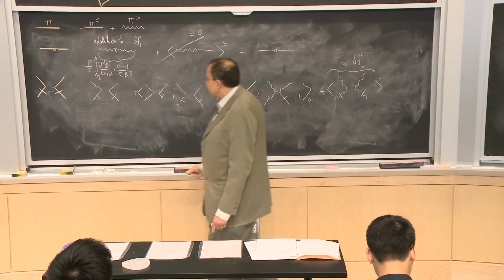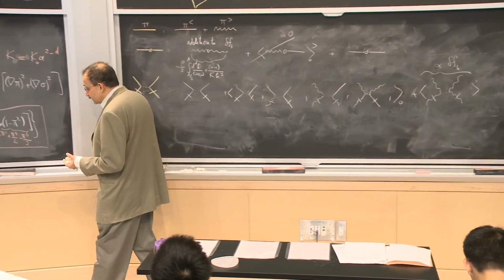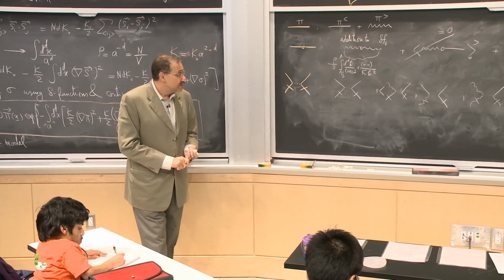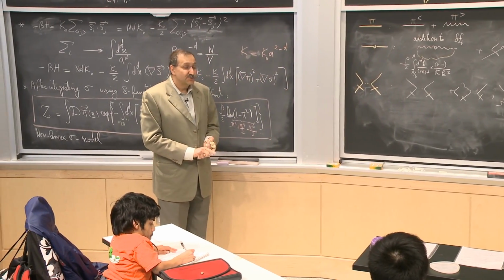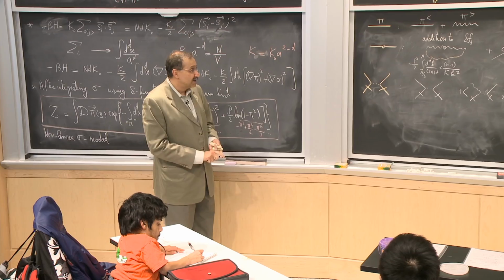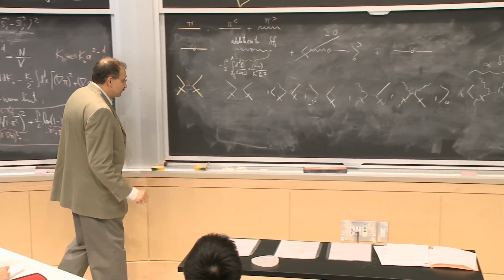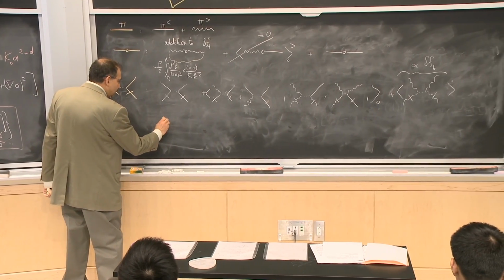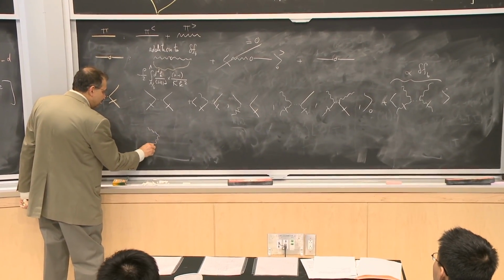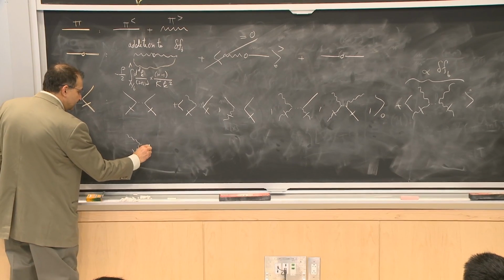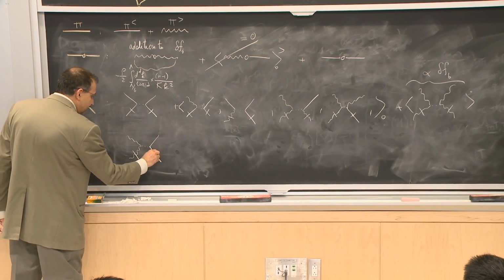Okay. Now, I dealt with 0, 1, 3, and 4 wavy lines. So I'm left with 2 wavy lines and 2 straight lines. So let's go through those. I could have one branch be wavy lines and one branch be straight lines.